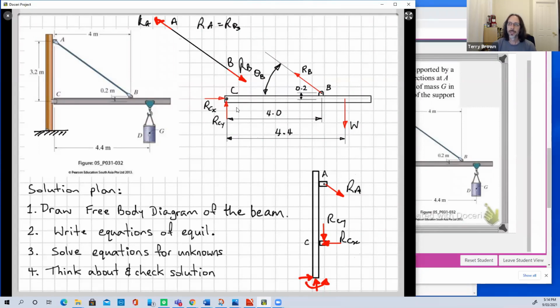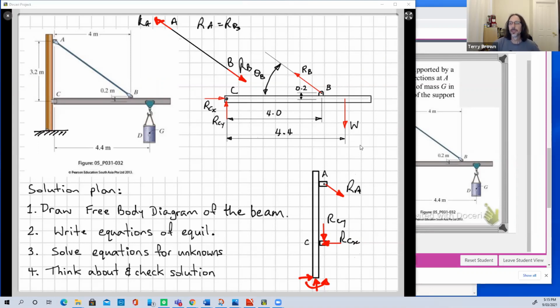Yes or no? Do you reckon we got the sense of RCY in our free body diagrams? So probably easiest if you look at the beam free body diagram. Do we reckon we got RCY in the correct sense? No, I'm not meaning with respect to a coordinate system.